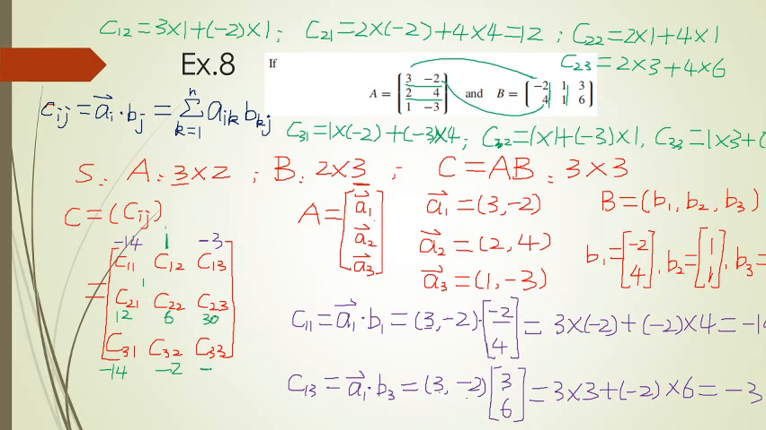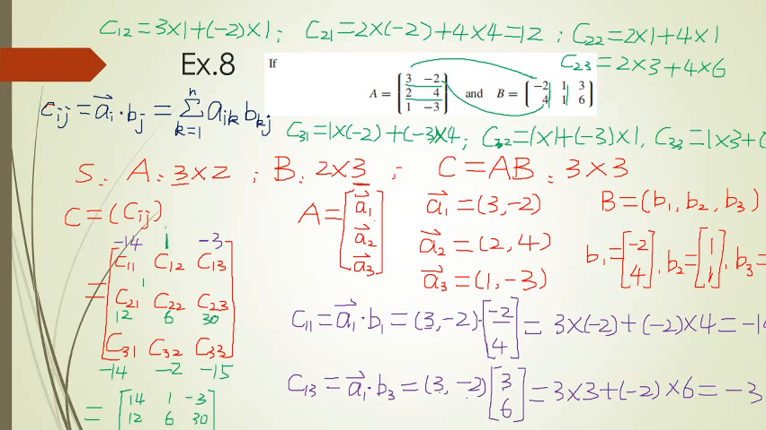That is the matrix C. So my matrix C will be 3 by 3. The entries are minus 14, 1, minus 3, 12, 6, 30, minus 14, minus 2, minus 15, okay?